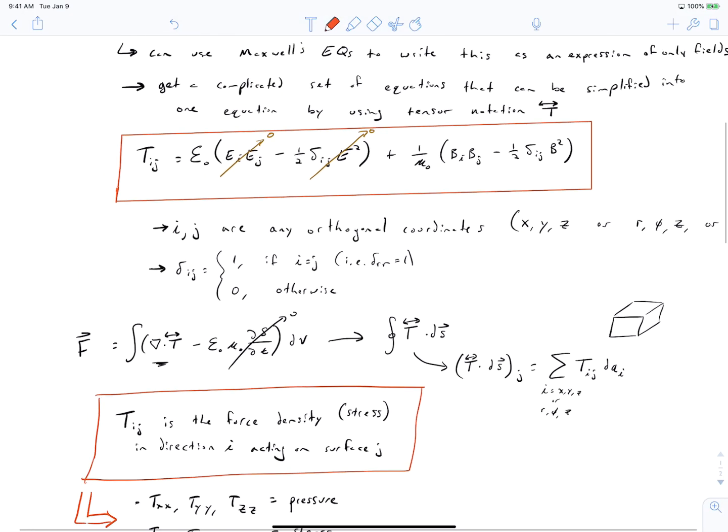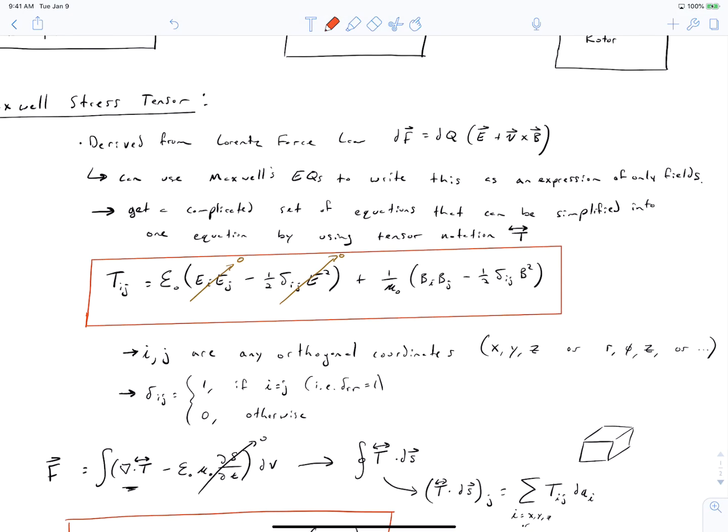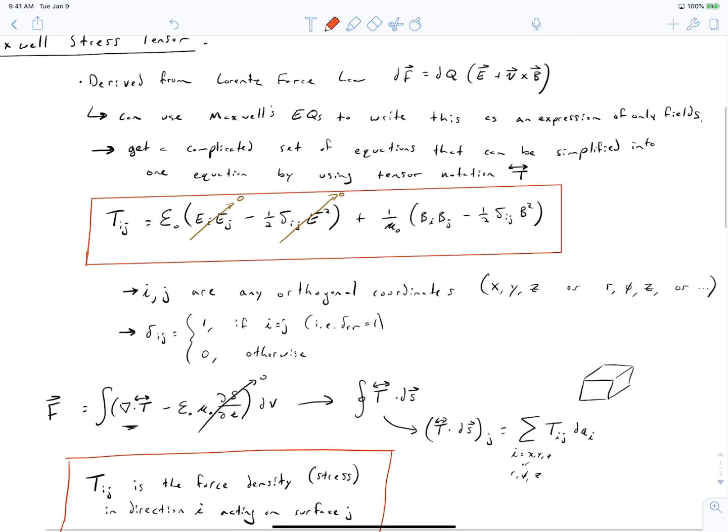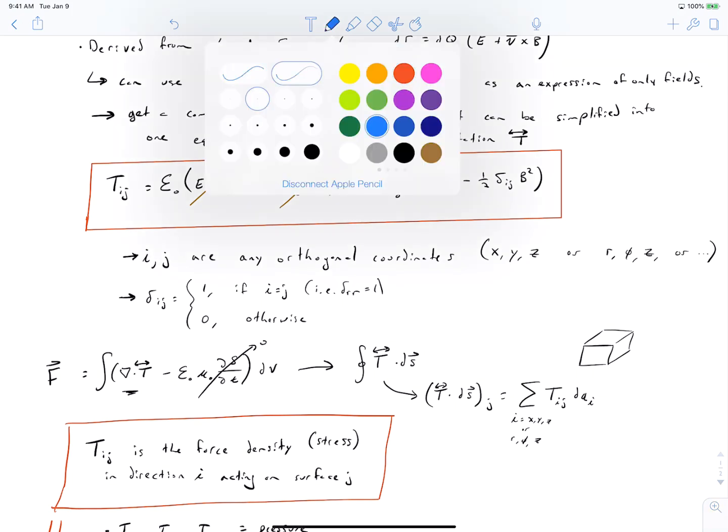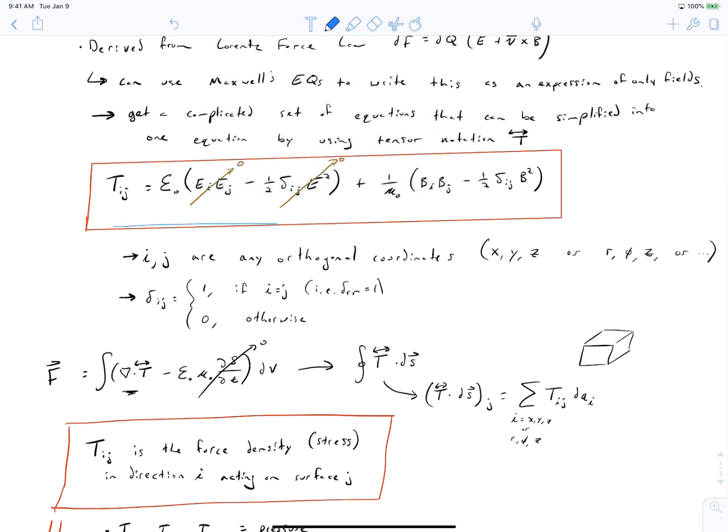We can summarize this as saying that we can go from our Lorentz force law, which is in terms of a point charge, electric field, a magnetic field, and a velocity, and we can convert that to an expression that gives us force, pressure, and shears in terms of the electric and magnetic field.